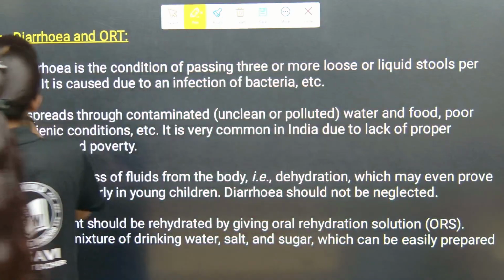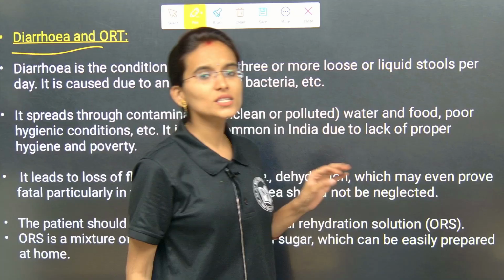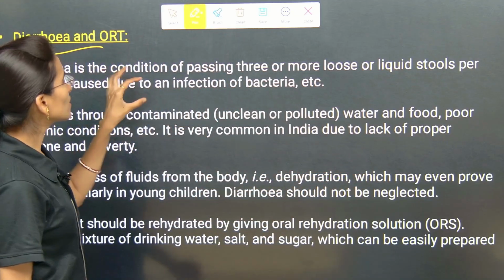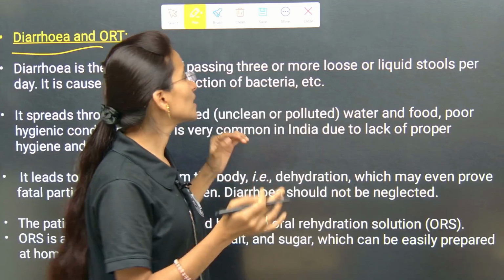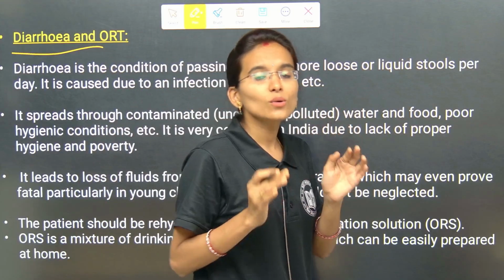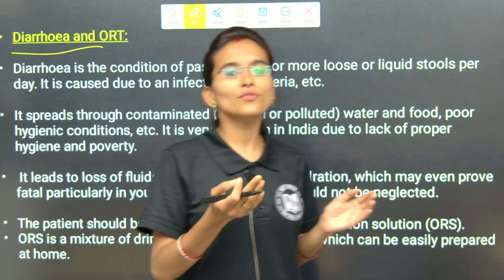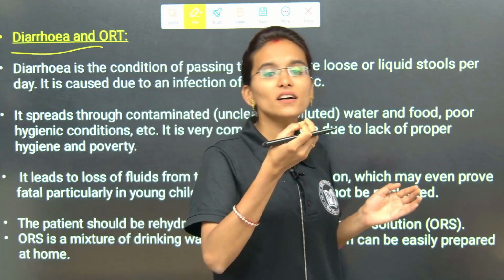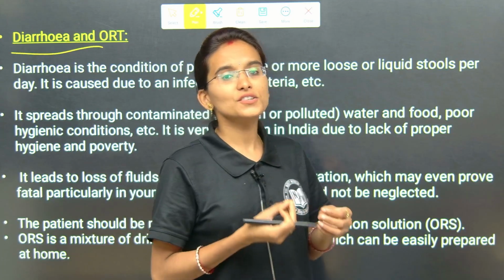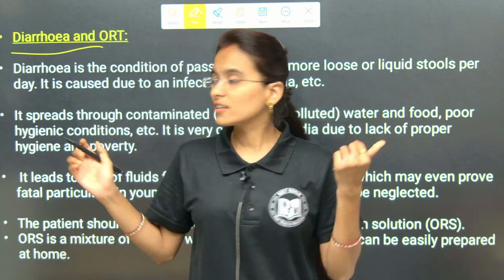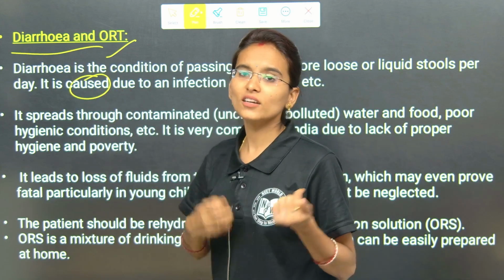So, what is diarrhea, my dear students? Diarrhea is the condition of passing stools approximately 3 to 4 times in a day. Whenever we pass stools in a loose liquid form approximately 3 to 4, 5 times a day, that condition is usually called diarrhea. Clear? Why is diarrhea caused?